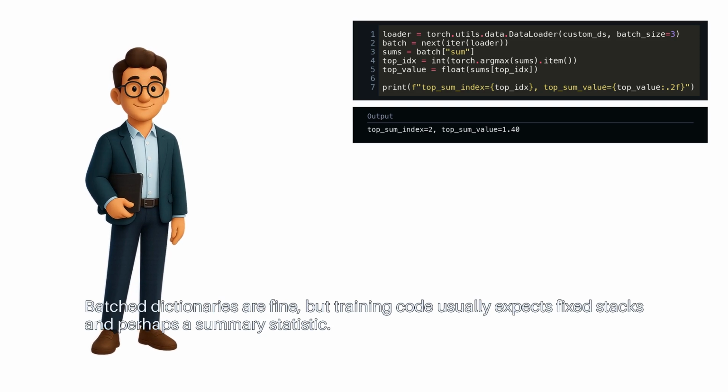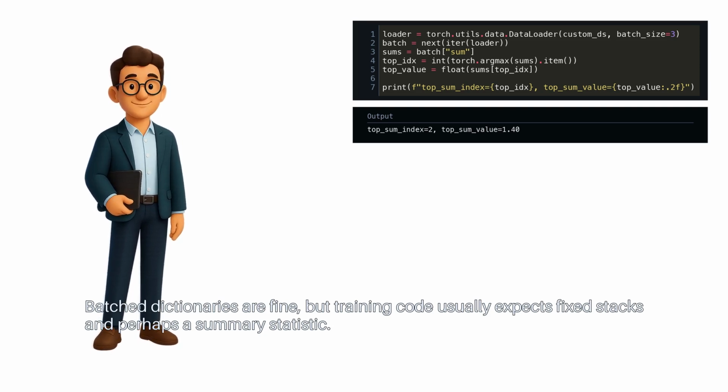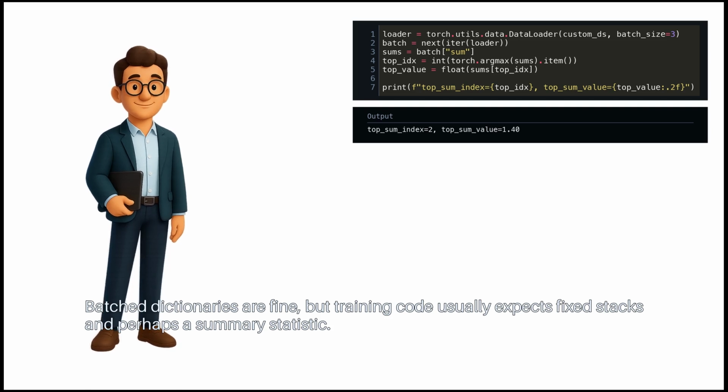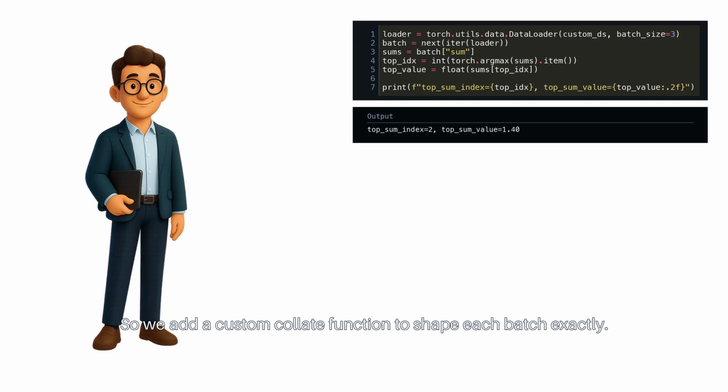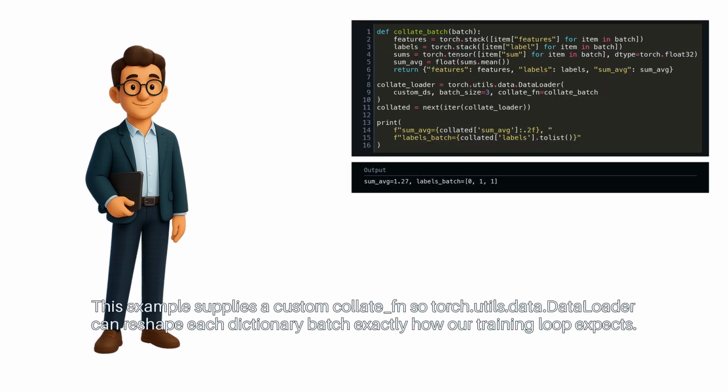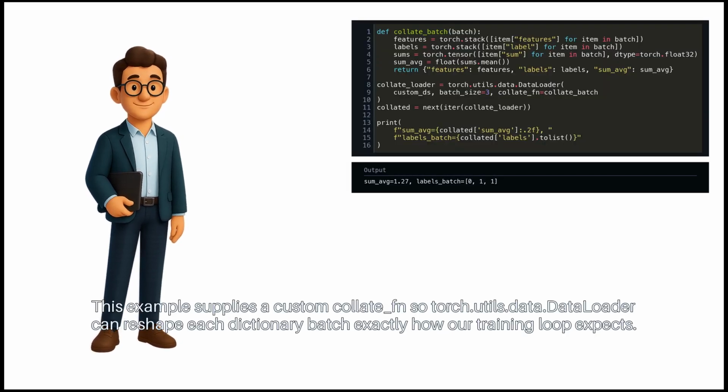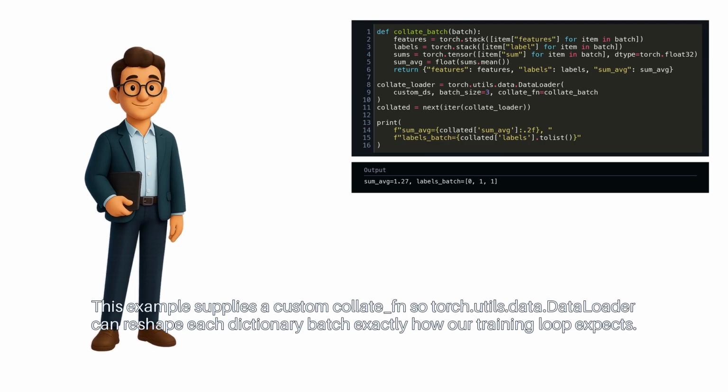Batched dictionaries are fine, but training code usually expects fixed stacks and perhaps a summary statistic. So we add a custom collate function to shape each batch exactly. This example supplies a custom collate function, so torch.utils.data.DataLoader can reshape each dictionary batch exactly how our training loop expects.